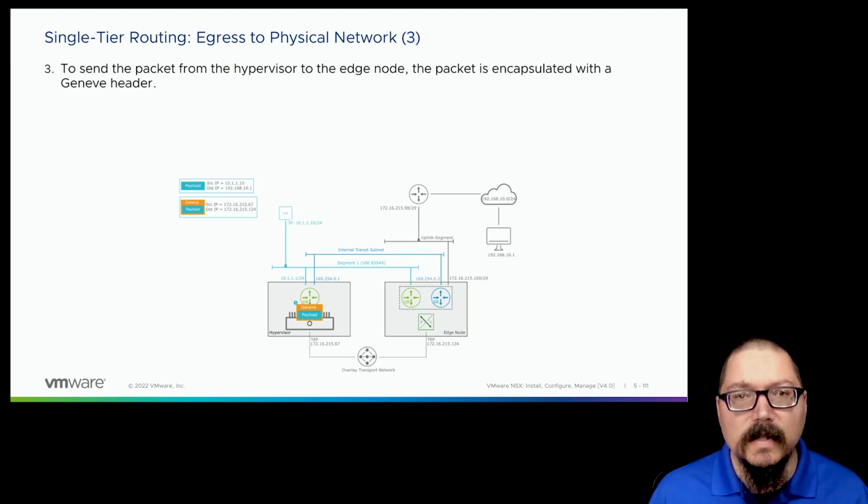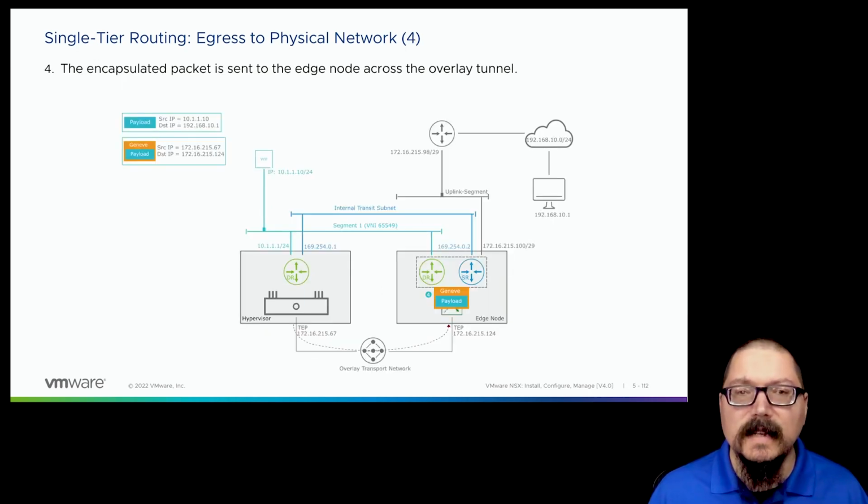So we're going to encapsulate that layer 2 frame in a Geneve packet, and we're going to send that Geneve packet across the transport network, the physical transport VLAN, out to the edge transport node, to the tunnel endpoint on the edge.